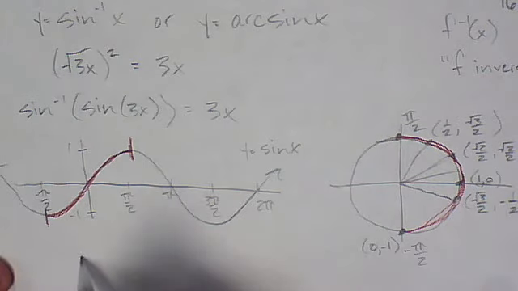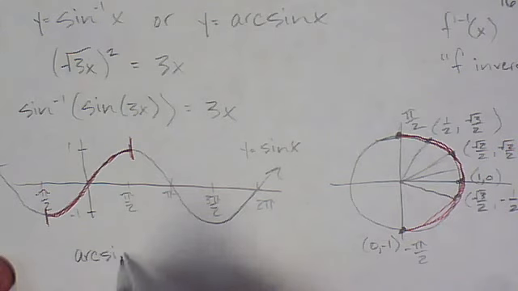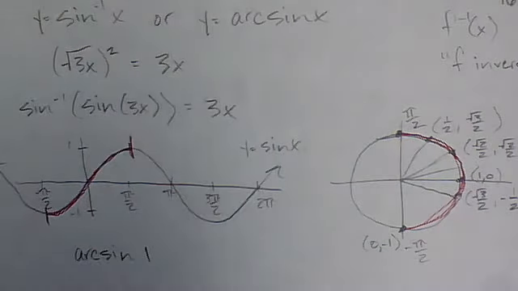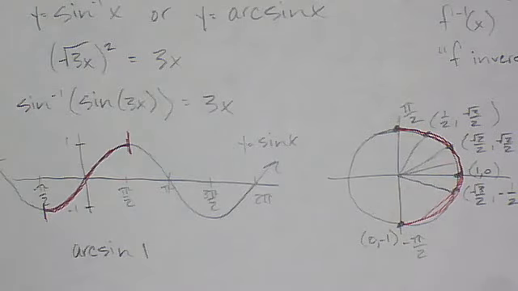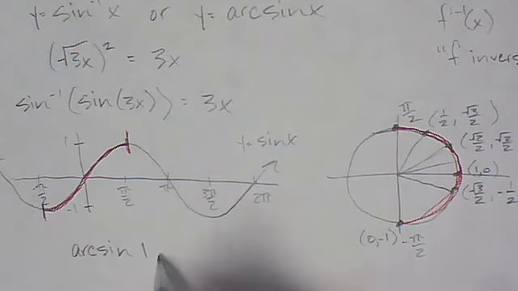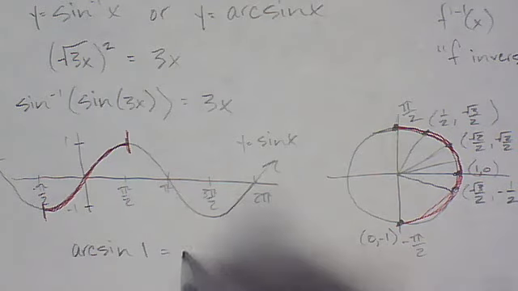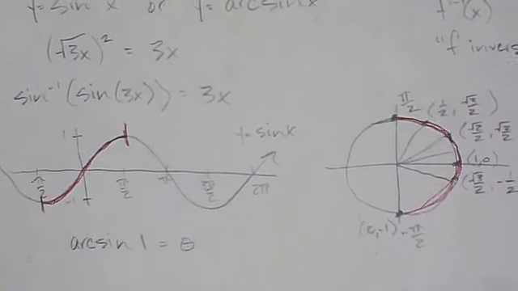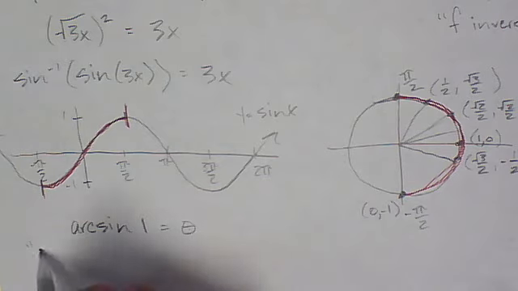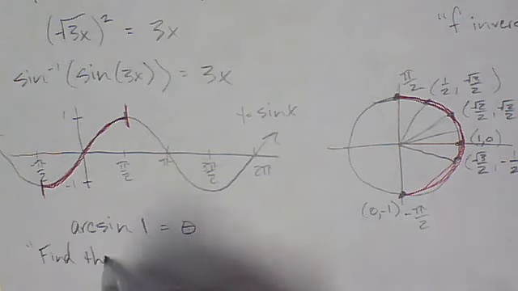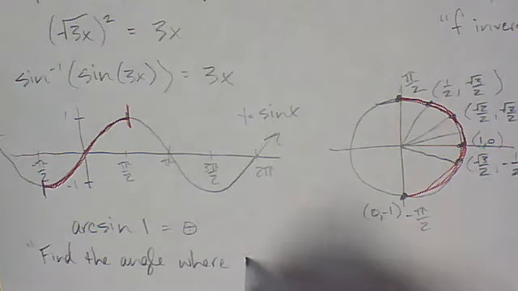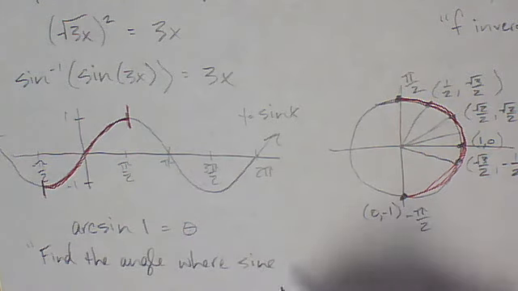So, if you see a problem that looks like this, arcsine 1, you got to remember, just like the inverse functions that we've used in the past where we switch x and y, here we switch the angle and the value. So the arcsine of 1 is going to equal an angle. So what this is asking is telling you to find the angle where sine is 1.